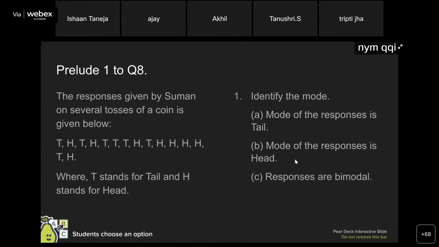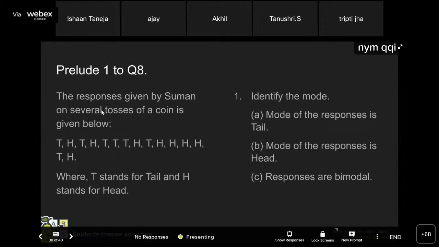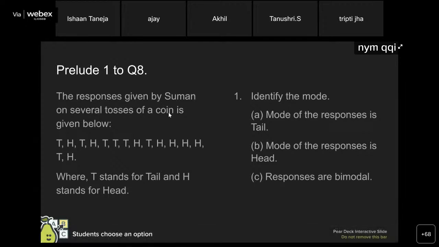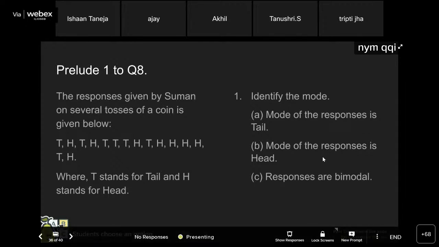Okay, so it's again Prelude one. So we are at the first step of question 8. The responses given by Suman on several tosses of a coin are given below. T stands for tail, H stands for heads. Okay. You need to identify the mode. What would be the mode of this data set? You are given a data set, you need to find the mode.